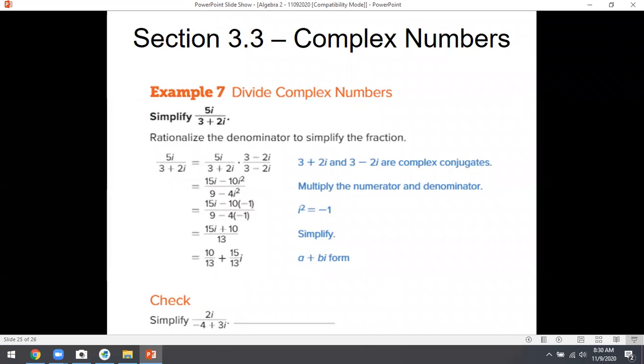Let's do one of their problems where they want us to simplify something. We can't practice this skill enough, dividing them, because dividing's got every skill in it at once. Adding, subtracting, multiplying, and dividing. So let's try this problem. 5i over 3 plus 2i. Same thing we've been doing. We're dividing two complex numbers.